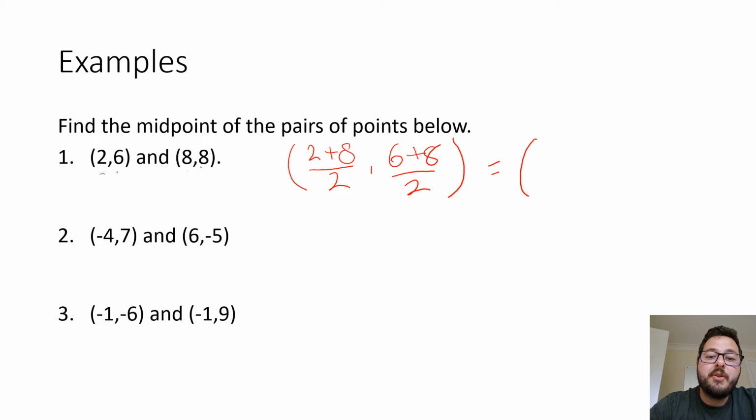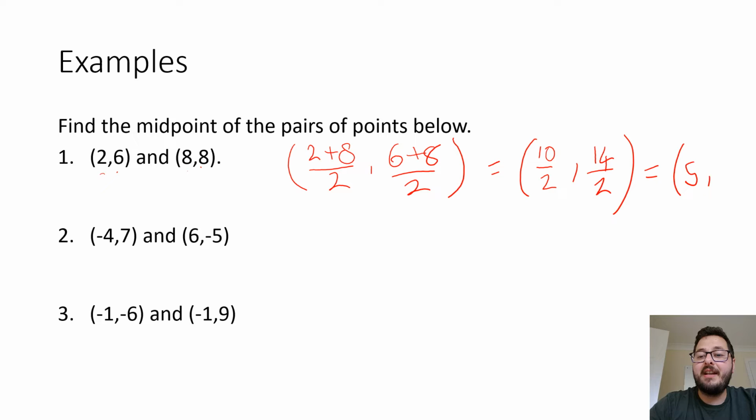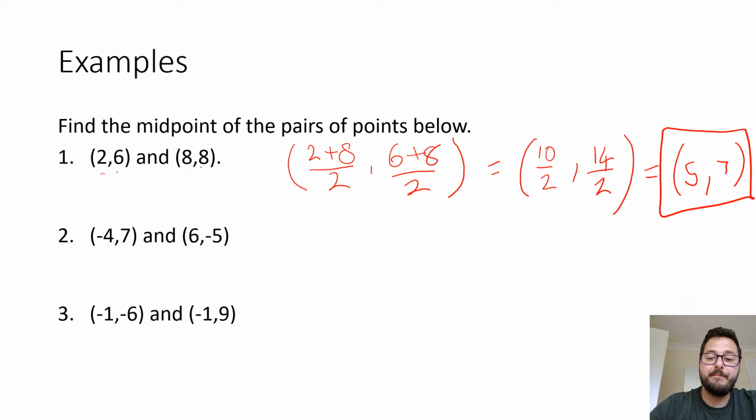Well, that is just going to be 2 plus 8 is 10, so that's 10 over 2, and 6 plus 8 is 14, that's 14 over 2. 10 divided by 2 is 5, and 14 divided by 2 is 7, and that's our midpoint for that one.